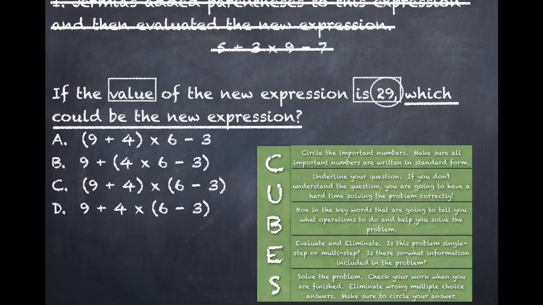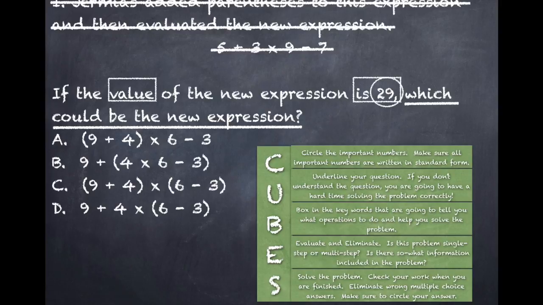U tells us to underline our question, and our question is which could be the new expression. Remember that if we don't understand the question, if we don't understand what it's asking us, we're going to have a very difficult time solving the problem.